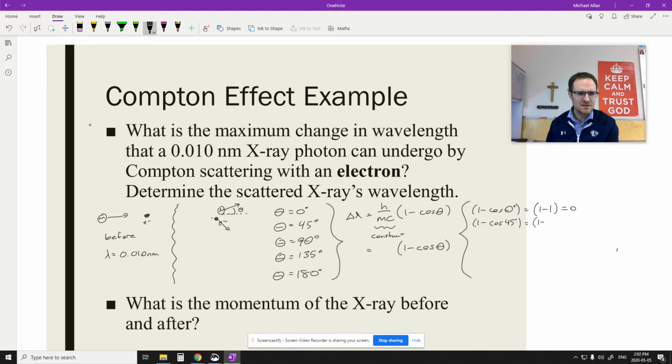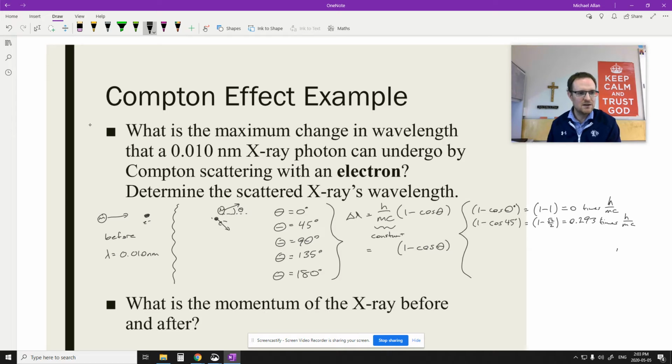1 minus, I'm going to put down root 2 over 2. If you know anything about unit circles, that's what it is. It ends up being 0.293, times whatever that constant is. Actually, rather than write constant, I'm going to write times h over mc. So this one at least has a value. It's not as big as it could be, but that's fine.